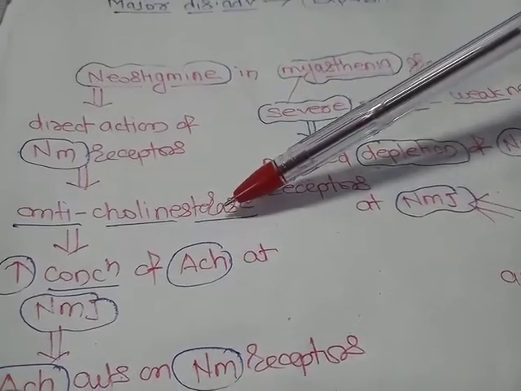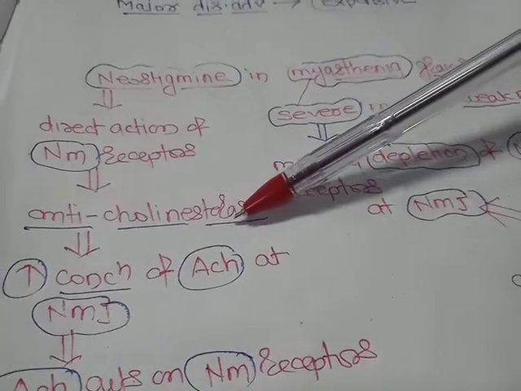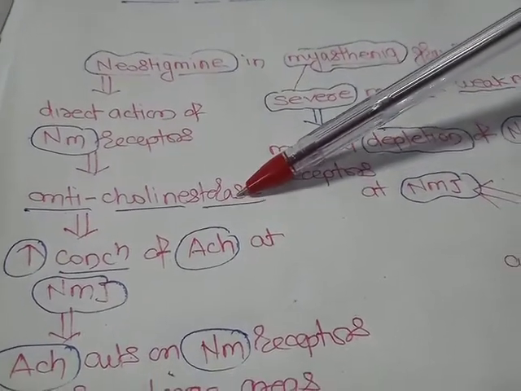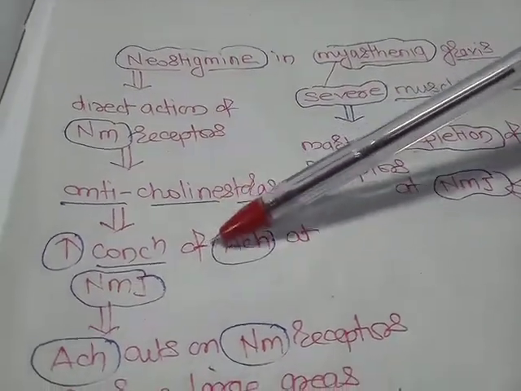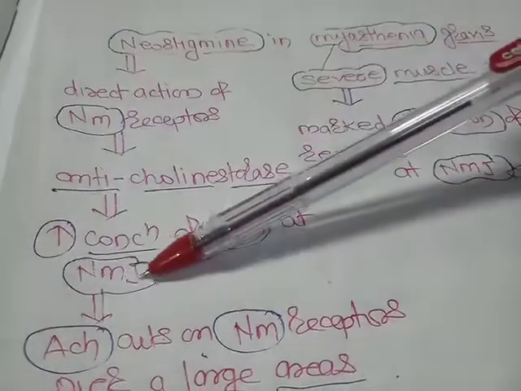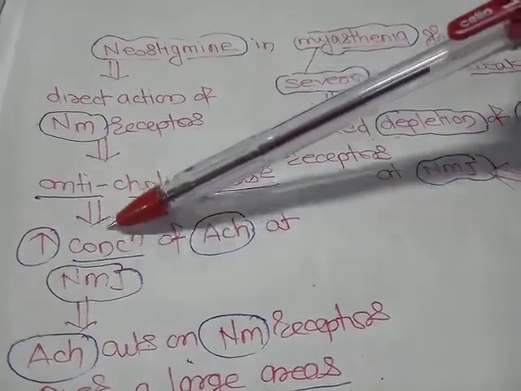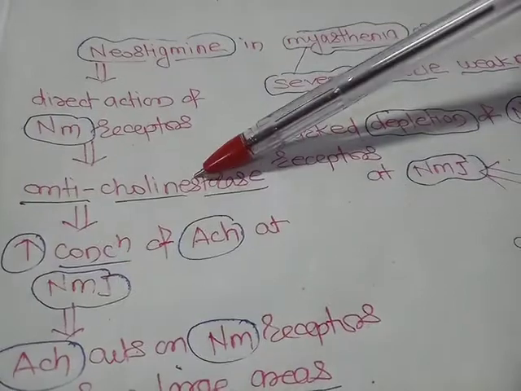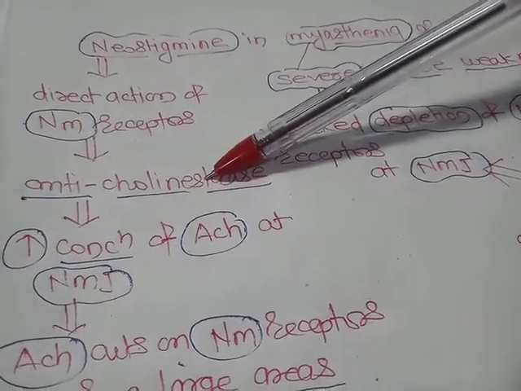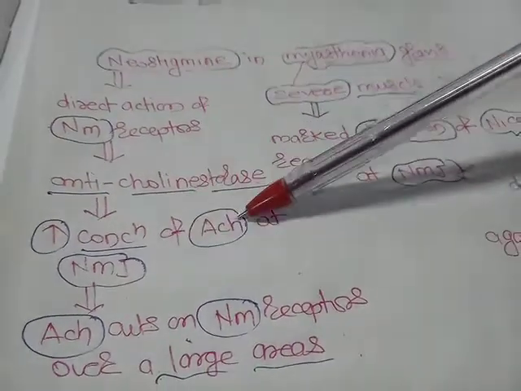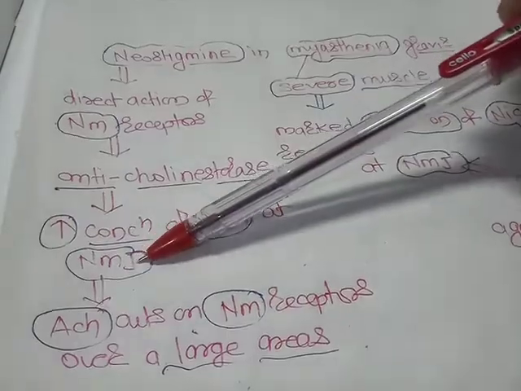If we inhibit that enzyme, we'll get more and more acetylcholine. So there is an increased concentration of acetylcholine at the neuromuscular junction, because we inhibit which enzyme? Acetylcholinesterase.